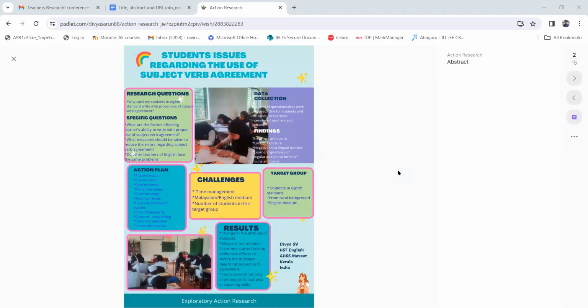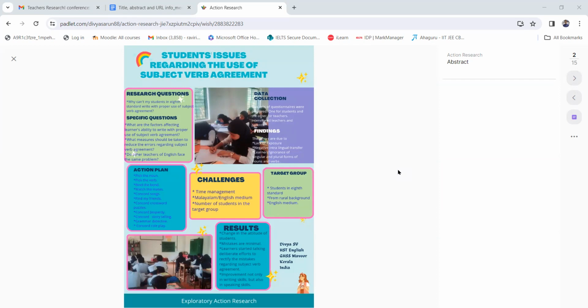For my classroom research, I selected an issue regarding grammar, that is subject-verb agreement. Many children in my class make errors and mistakes regarding subject-verb agreement. So I decided this must be the topic for my action research. While I was checking the work of my children, I understood that in a classroom of 37 students, more than 20 children made mistakes regarding subject-verb agreement.